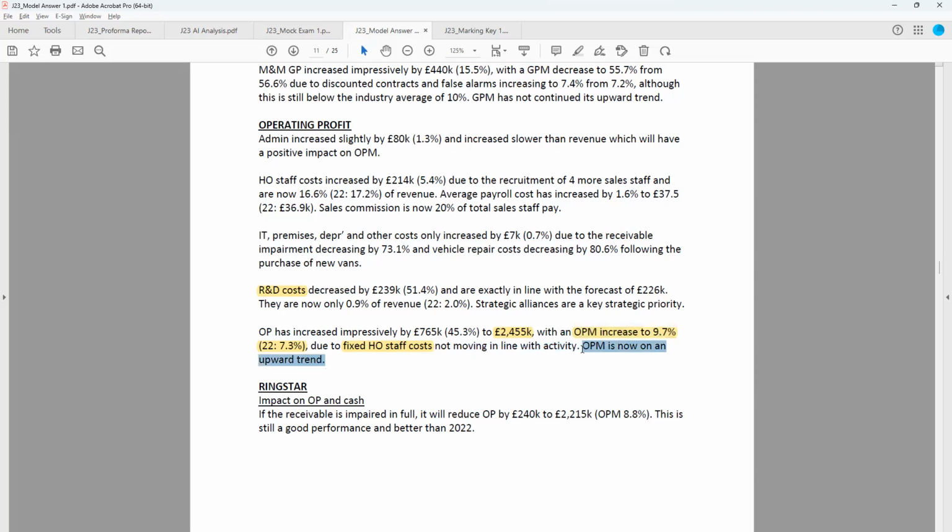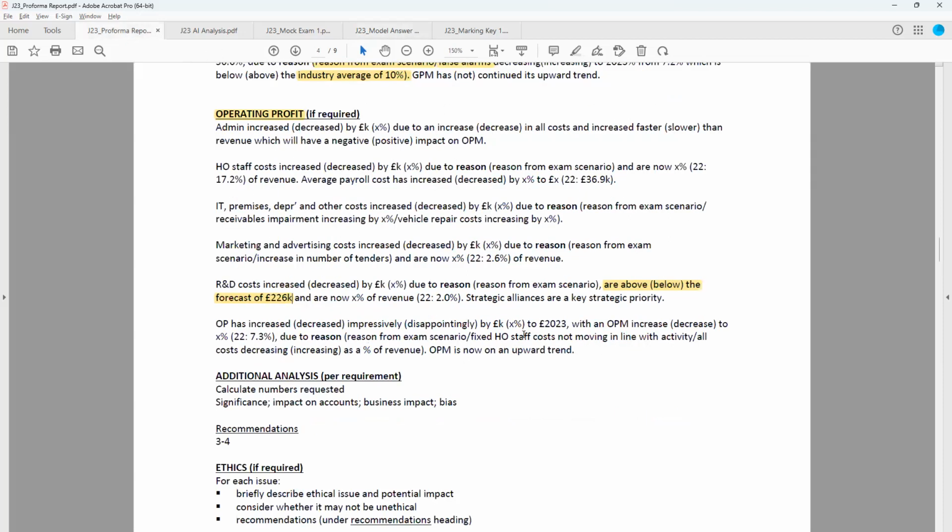And we can see now, of course, that operating profit margin is now on that upward trend. So really thinking now with operating profit, has activity changed, or is revenue higher or lower? And therefore, is that feeding through into the operating profit margin?